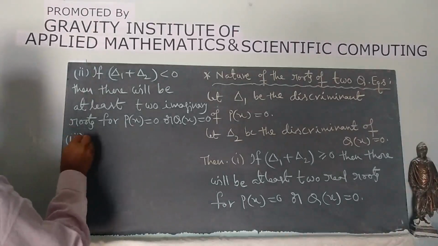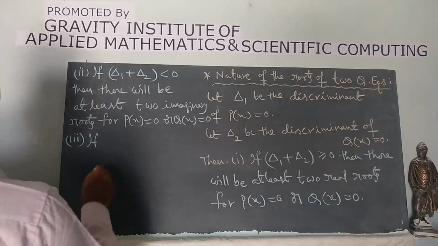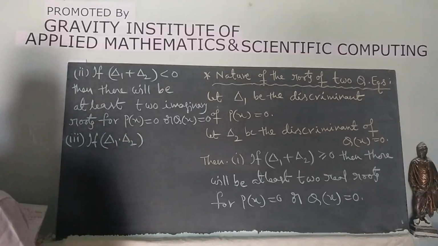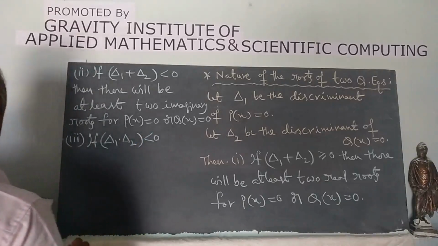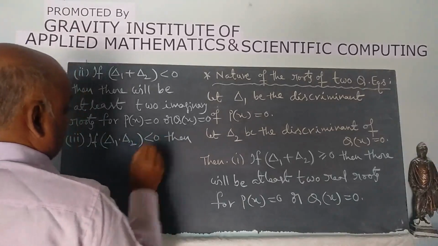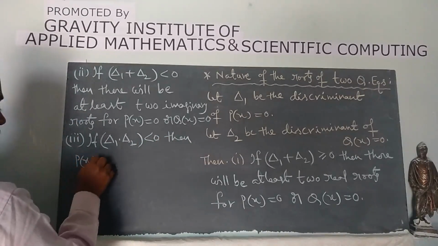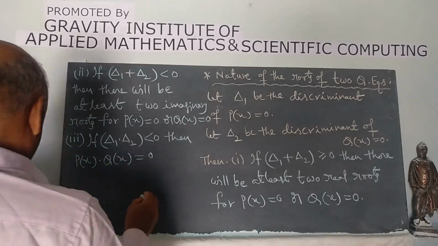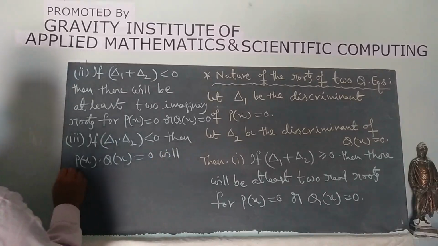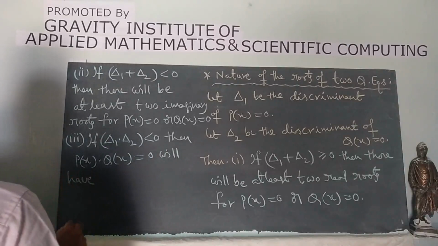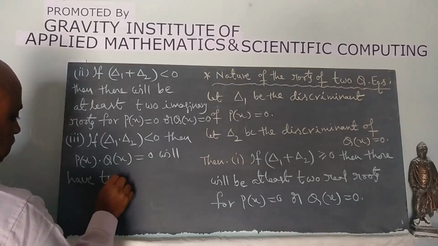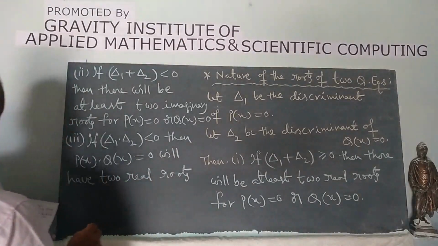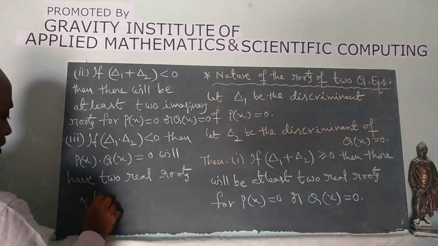Third subpoint, if delta 1 into delta 2 is less than 0, then p of x into q of x is equals to 0 will have two real roots and two imaginary roots.